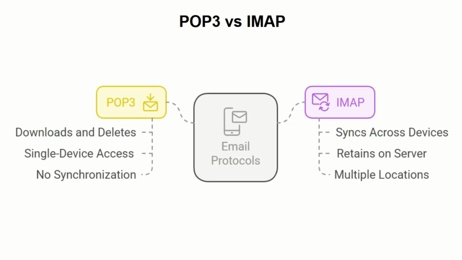So when you compare it with IMAP, POP3 downloads and deletes from the server, suitable for single device access, with no synchronization between devices. But IMAP syncs email across multiple devices and retains email on the server, so it is more suitable for users accessing email from multiple locations.